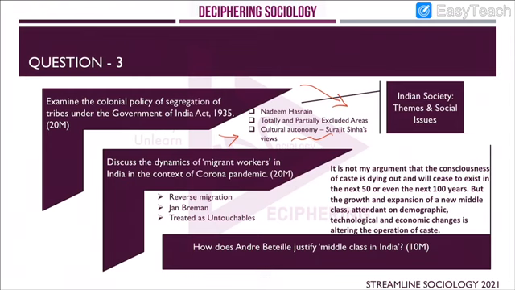Then discuss the dynamics of migrant workers in India in the context of corona pandemic. Here you can write about reverse migration given by Jan Bremen, then how they were treated as untouchables on returning home and how they had to remain idle because they had no source of employment, and how this affected their family, their children, their health, their nutrition.